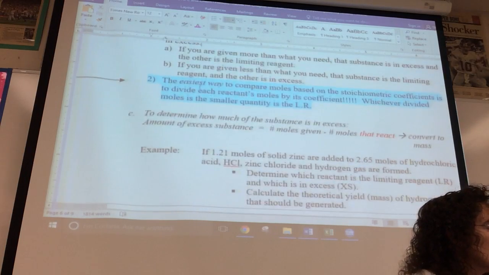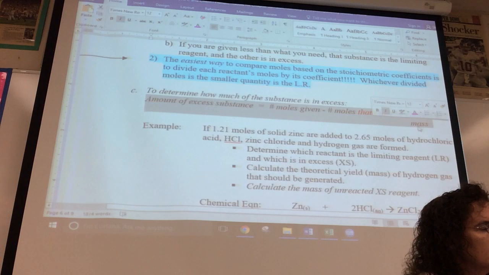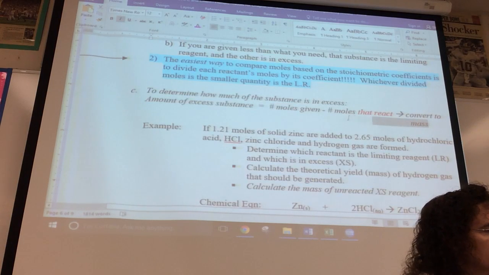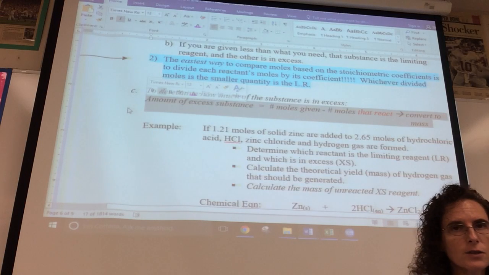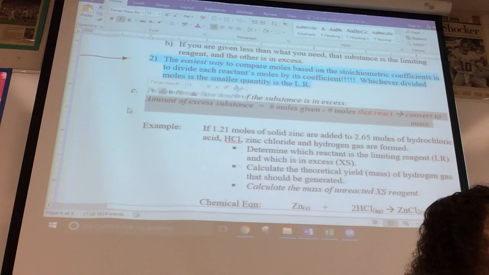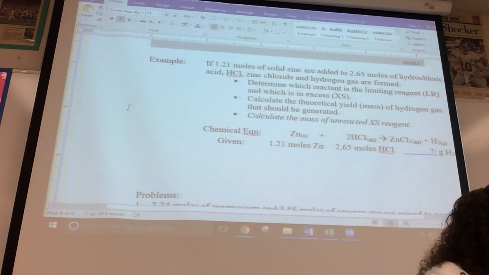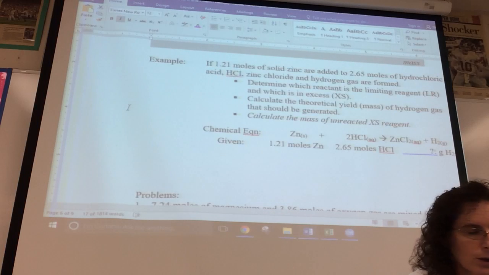You can also figure out how much of the substance is in excess. This I'm going to come back to in a little bit. This is a little advanced for honors chem. It's in your book, but it's a little bit much. I'm going to show you how to do it, but it would only be assessed for extra credit. Okay? All right, let's walk through this example very slowly so you can see all of the little pieces that I've mentioned already.